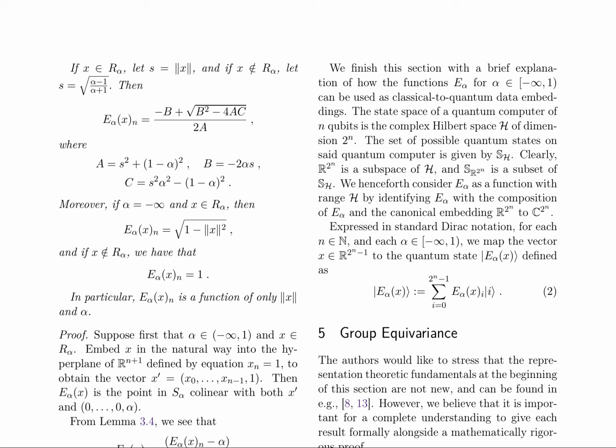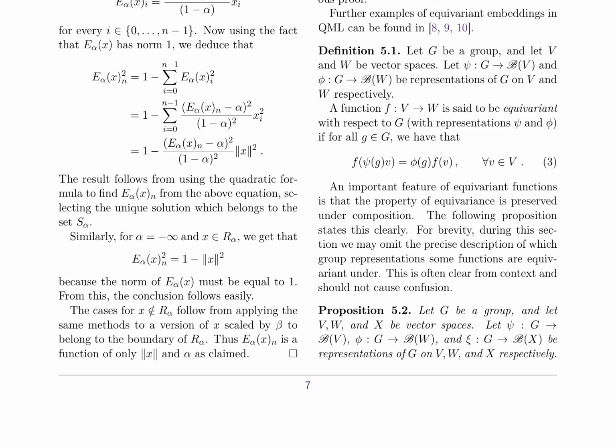The authors also explain how E-alpha can be used as a classical-to-quantum data embedding. The state space of a quantum computer of n qubits is the complex Hilbert space H of dimension 2^n. The set of possible quantum states on said quantum computer is given by S(H). The authors identify E-alpha with the composition of E-alpha and the canonical embedding R^(2^n) → C^(2^n).